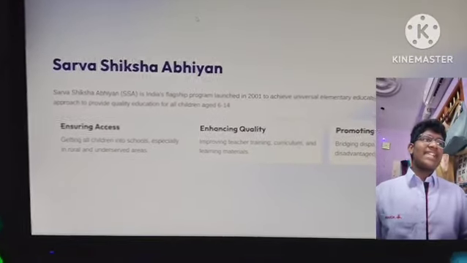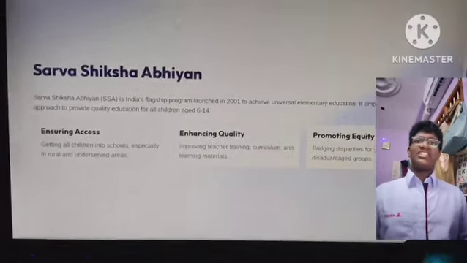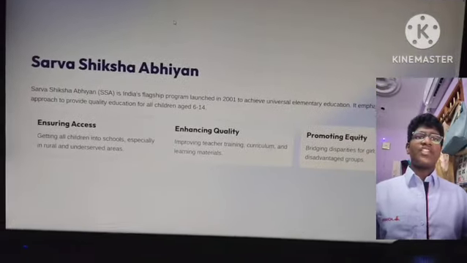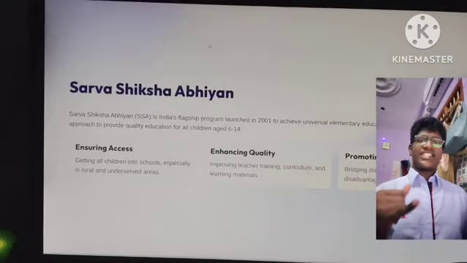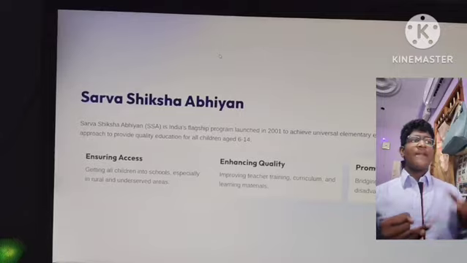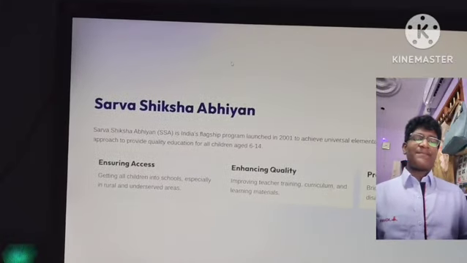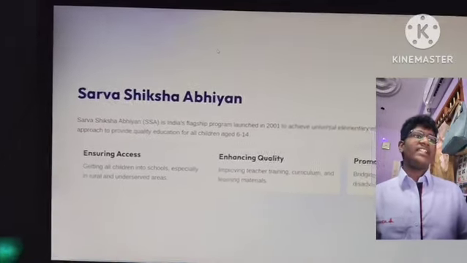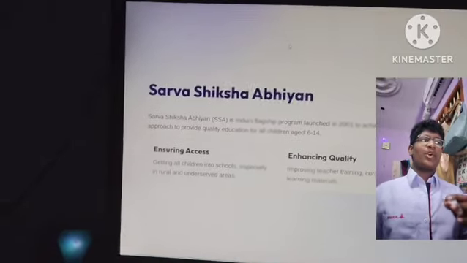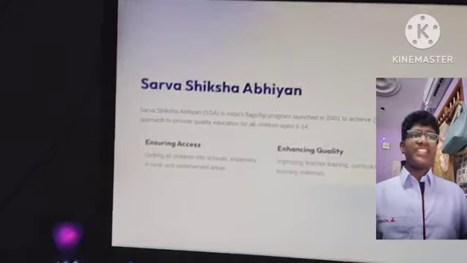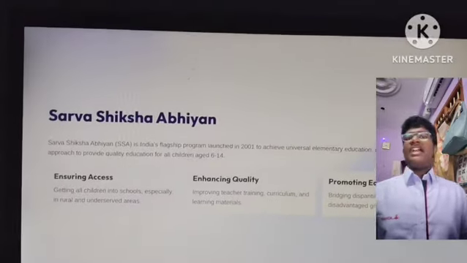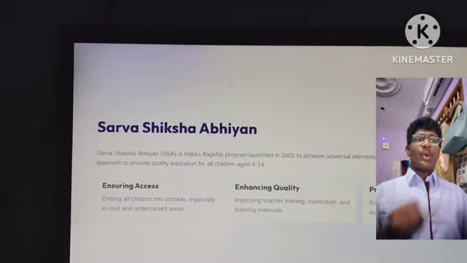Sarva Shiksha Abhiyan. Sarva Shiksha Abhiyan (SSA) is an Indian flagship program launched in 2001 to achieve universal elementary education. It emphasizes a time-bound approach to providing quality education for all children aged 6 to 14, ensuring access, getting all children into school, especially in rural areas. You can see that most of the children in rural areas don't go to school because of poverty and also because of poor education.